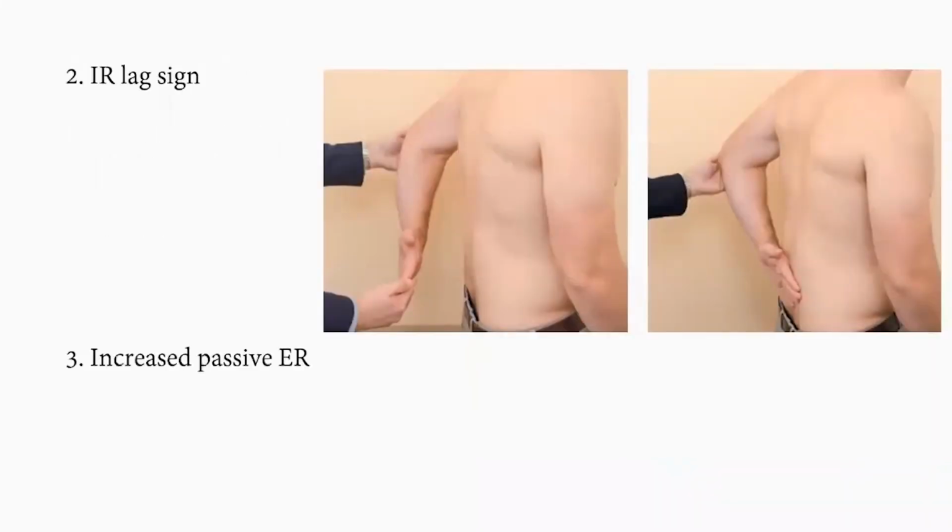The lag sign of the subscapularis can be done after the lift off test, where the hand of the patient is passively moved away from the shoulder, from his back, and the patient is asked to maintain this position. Failure to do that is a positive sign. In subscapularis large tears, the patient usually has increased passive external rotation range.